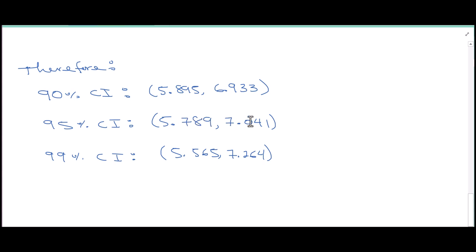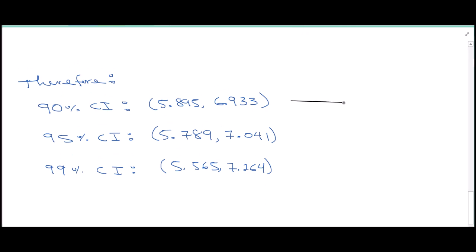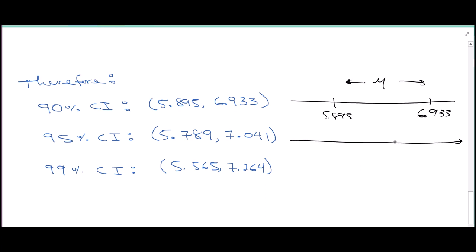It got wider, right? 5.789 to 7.041. Sometimes it might help to plot out a line. So you put 5.895, then your mean, mu, is essentially somewhere in between, and the upper limit, 6.933. Now what's happening in the second one? What happened to the confidence interval? Now you have 5.789, so it moved a little bit over here, and it went the other way too, so the upper limit is increasing, 7.041.